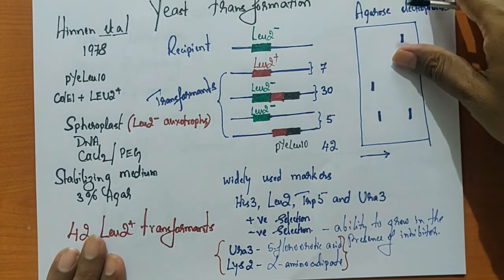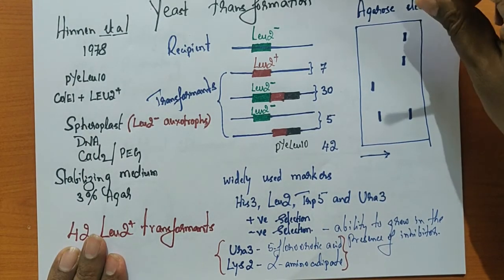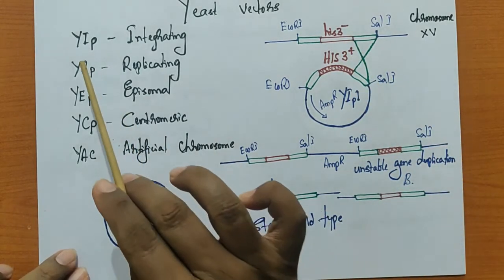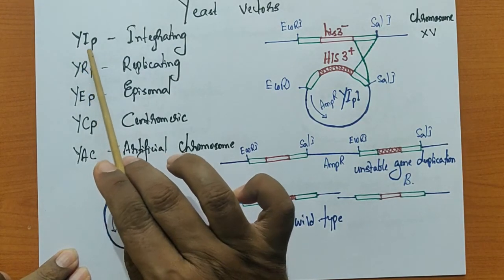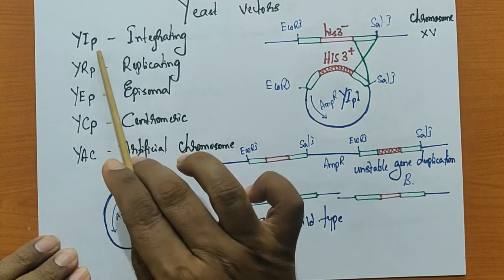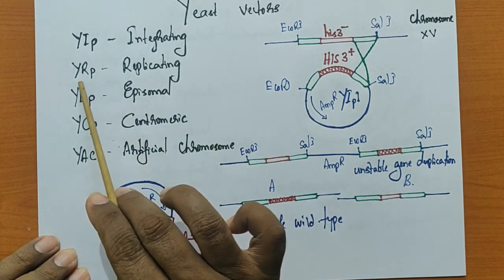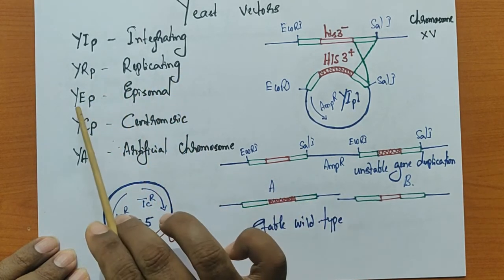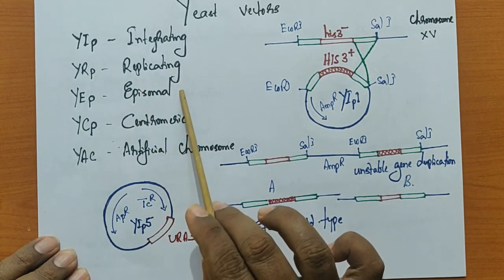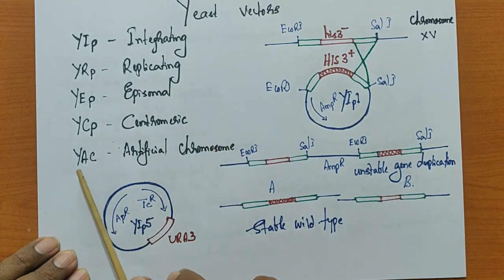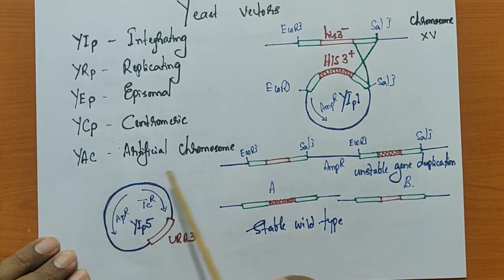So now this is a yeast transformation. With this yeast transformation preliminary experiment, they have designed several yeast vectors. We can classify these yeast vectors as one, yeast integrating plasmid vector. Another one is going to be the yeast replicating vector. Another one is going to be the yeast episomal vector. Another one is going to be the yeast centromeric vector. Another one is going to be the yeast artificial chromosome.